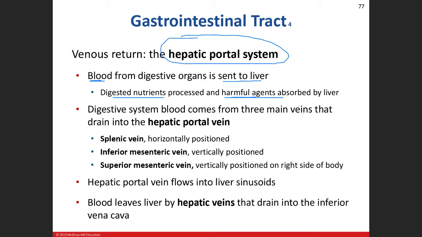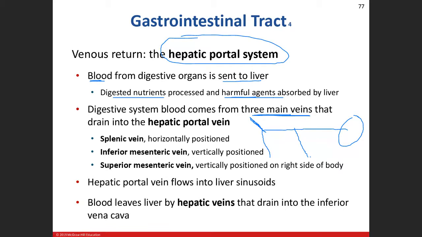So there are three veins that are going to drain into our hepatic portal vein. We saw it earlier. We have the splenic vein. Here's our spleen, and here's the splenic vein coming along, going horizontally. Then we have the inferior mesenteric vein that drains into that. And then we have the superior mesenteric vein that joins up with the splenic vein. And from that point, we've got our hepatic portal vein.